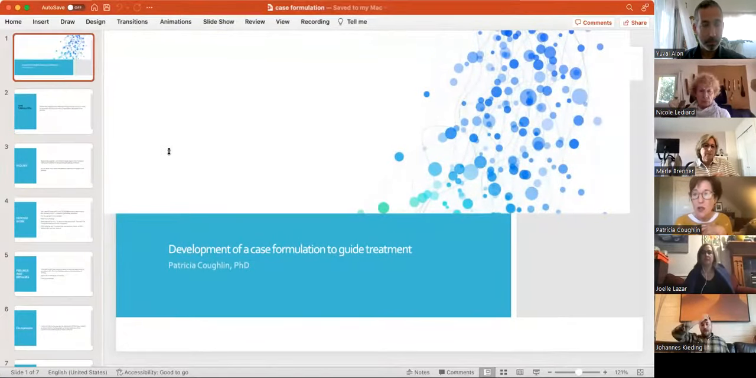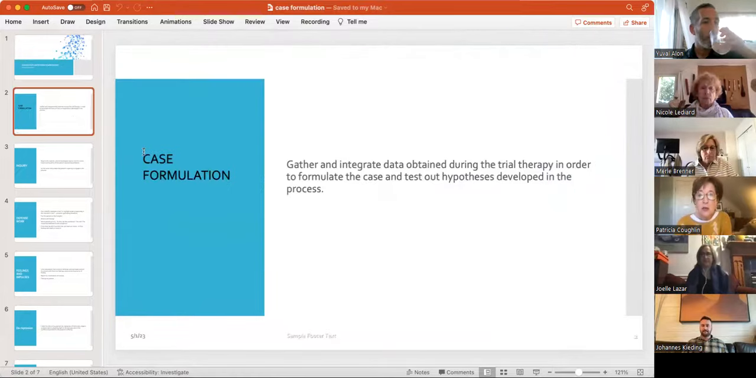Okay, so again, we're talking about developing a case formulation, a hypothesis, about the conflicts that are responsible for the patient's symptoms and suffering. So we're going to gather and then integrate all the information we're gathering in the trial therapy in order to form that hypothesis and test it out. And of course, it is the patient's response to intervention that's either going to corroborate our hypothesis or encourage us to adjust it.